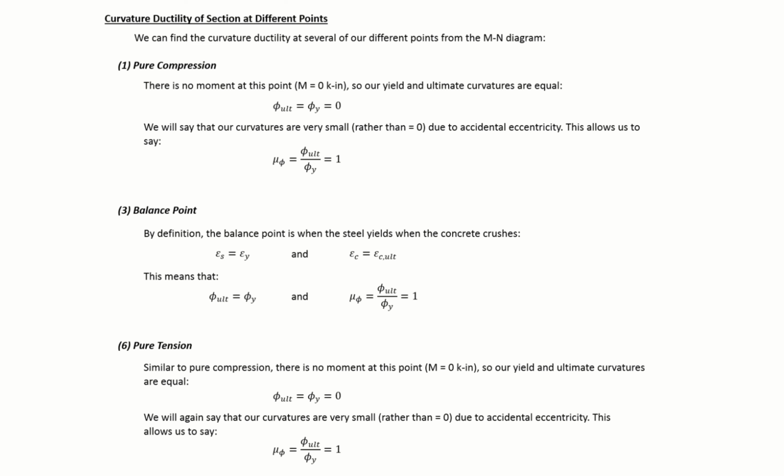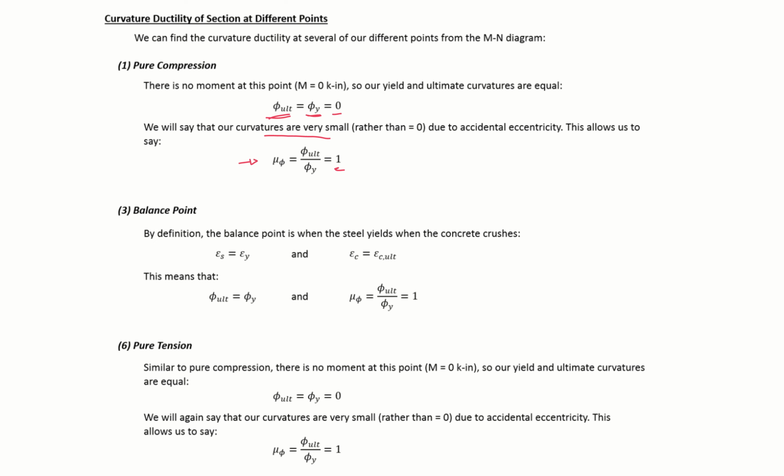In pure compression, we don't have any curvature, so our phi ultimate is going to equal 0, and our phi y will equal 0. So their phi ultimate and phi y are equal to each other. Since we can't divide by 0 mathematically, we'll just say that our curvatures are very small, and then our curvature ductility will be equal to phi ultimate divided by phi y, which are equal, so it'll be equal to 1.